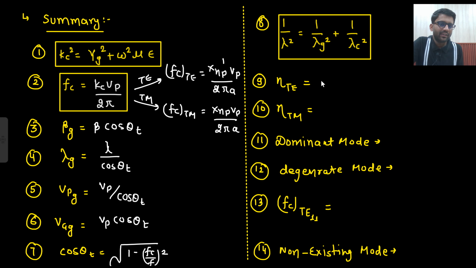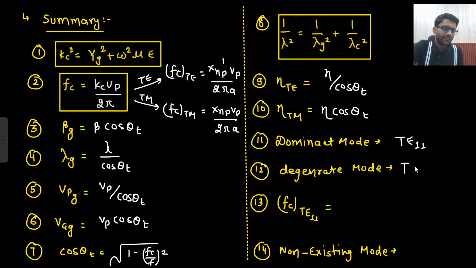What about this eta TE? So eta TM, you need to understand, is eta into cos theta t, and for TE, eta divided by cos theta t. Right. Dominant mode is TE11 mode. Degenerate modes are TE and TM, depending on the index.